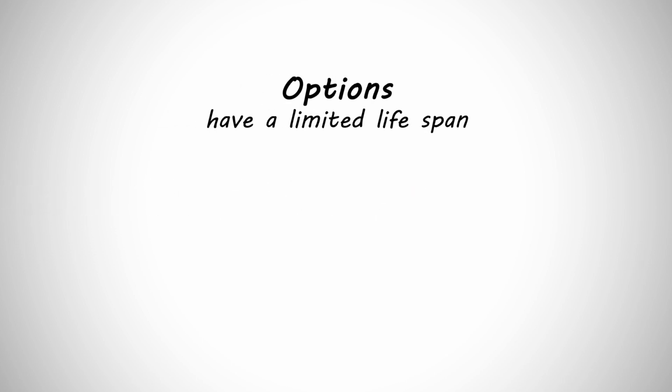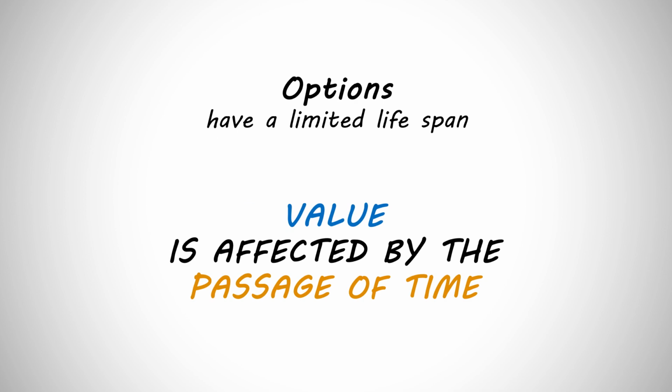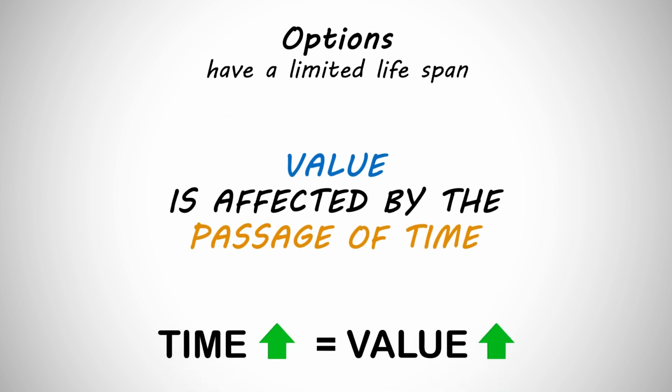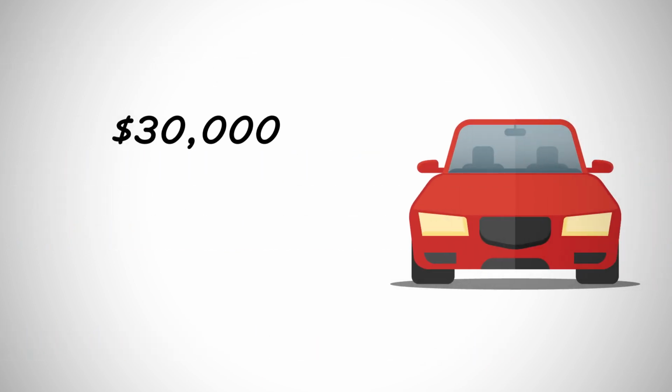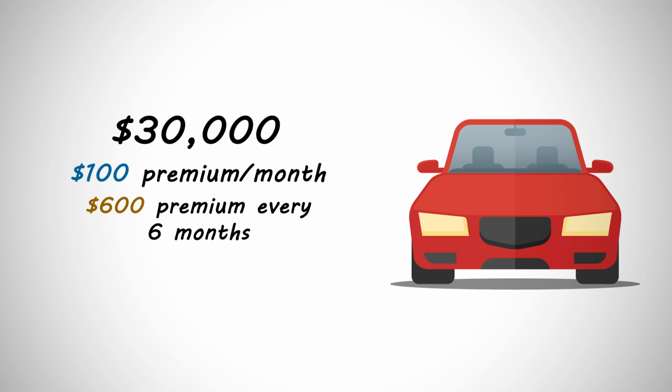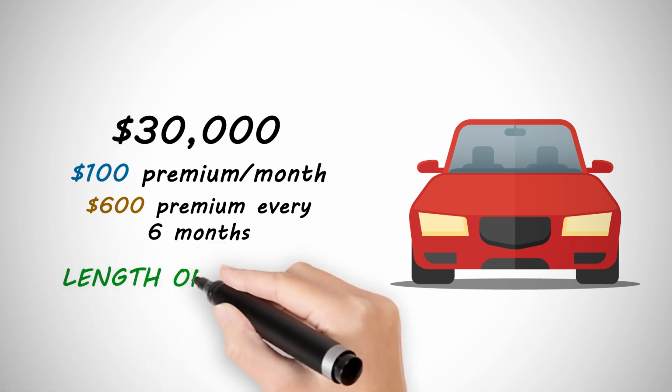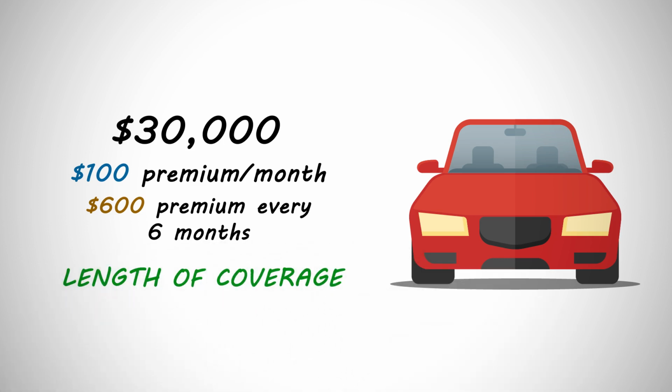Options have a limited lifespan. Thus, their value is affected by the passage of time. The more time an option has, the more value that option has. If we have a car that is worth $30,000 and we go to buy insurance, we will have to pay a premium of $100 every month. That insurance contract is good for 1 month, and every month we must buy a new one for $100. We also have an option to buy the exact same insurance, but to pay every 6 months, and that will cost us $600. Options work the same. We can buy 1-month coverage, or we can buy 6-month coverage. We just have to be certain about the length of coverage we want.